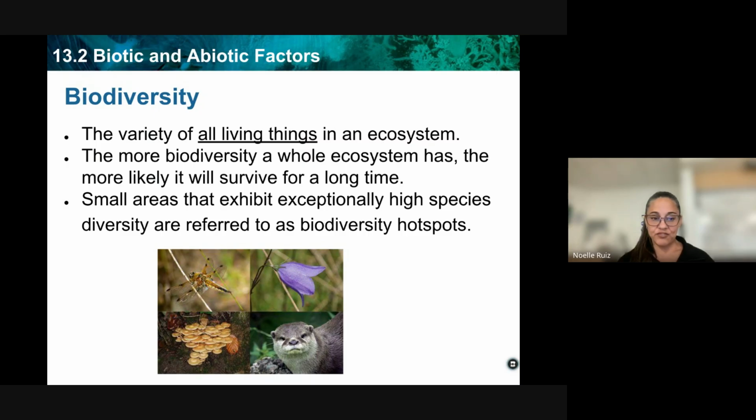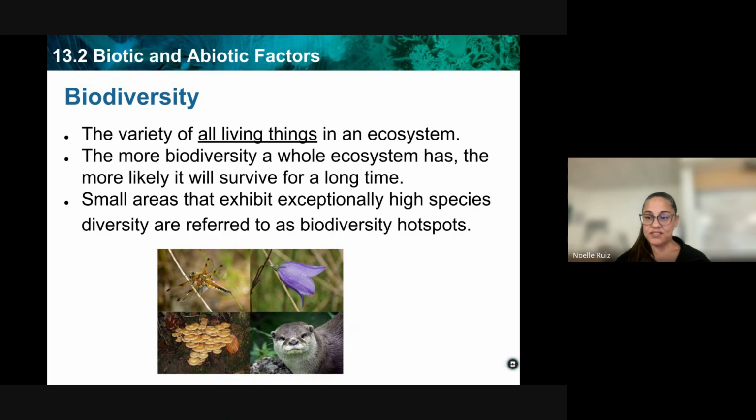The more variety of plants, animals, fungus, bacteria that a certain ecosystem has, the more likely it will survive if a disaster happens. If there's a flood, fire, earthquake, volcano, disease. And there are small areas all across the world that exhibit exceptionally high species diversity, and they are called biodiversity hotspots.